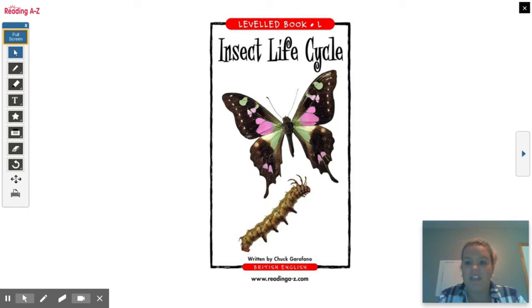So think about that chick. When a chicken has an egg, the egg does not look like the chicken, but later it starts to form and look way more like a chicken, okay?